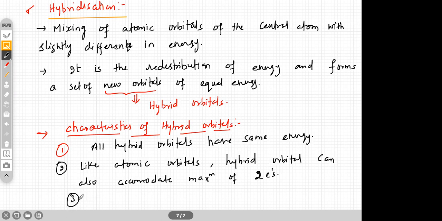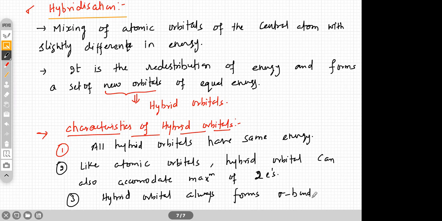Third point. Hybrid orbital always forms sigma bond. Hybrid orbital always forms sigma bond and may contain lone pair. Write down, continue this point. Hybrid orbitals always form sigma bond and may contain lone pair.